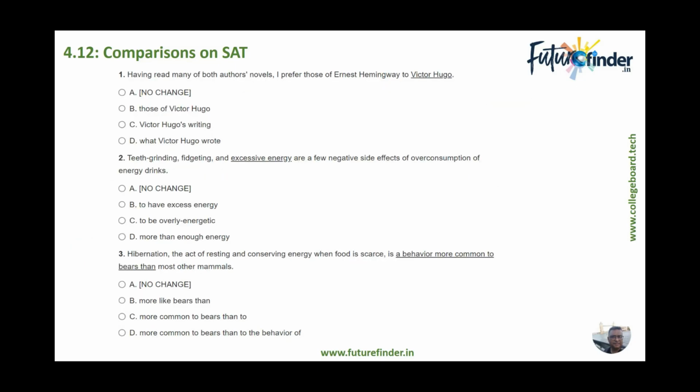So let's do some examples, something like what we have on the SAT. Having read many of both authors' novels, I prefer those of Ernest Hemingway to those of Victor Hugo. I probably spelled out the right one because that has to be the correct answer. But out here, we are comparing: I prefer those of Ernest Hemingway to Victor Hugo. So you cannot compare the novels of Ernest Hemingway to Victor Hugo. We will have to put in something here, right?